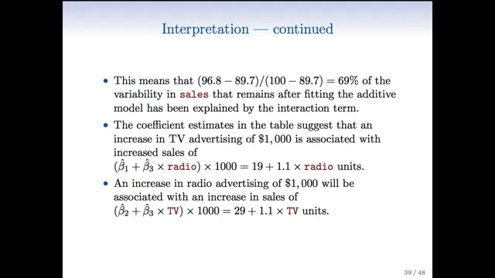The coefficient estimates in the table suggest that an increase in TV advertising of $1,000 is associated with an increase in sales of, and we plug in the numbers for beta 1 and beta 3, it's 19 plus 1.1 times radio units. Alternatively, an increase in radio advertising of $1,000 will be associated with an increase in sales of, so now we've factored it the other way around, and now thinking of the coefficient of radio as changing as a function of TV, it'll be 29 plus 1.1 times TV units. So you can make either of those interpretations when you put an interaction in the model.